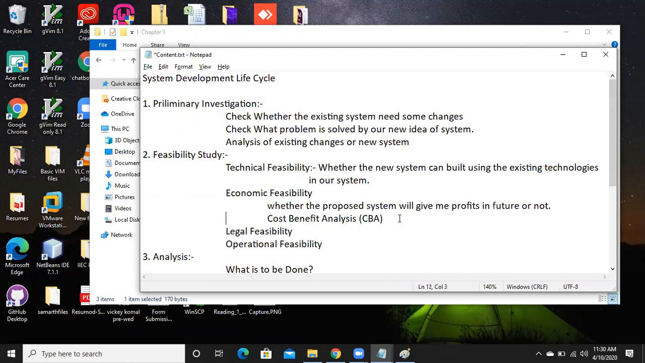So we have discussed these two feasibilities, technical feasibility and economic feasibility. Now the third feasibility is the legal feasibility.